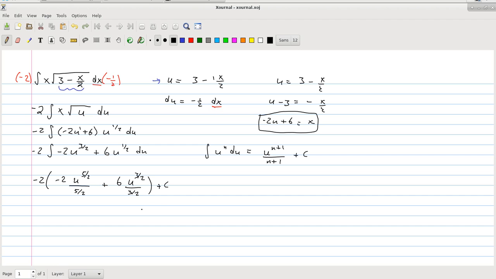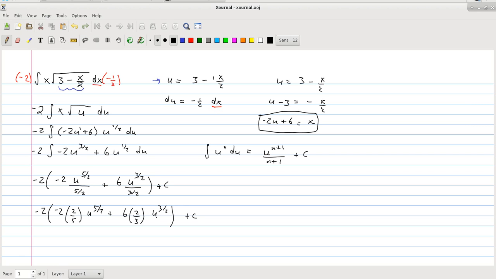Now before we finish this up, let's simplify by getting rid of these complex fractions. Instead of dividing by 5/2, we'll rewrite this as a multiplication by the reciprocal. So we've got negative 2 on the outside. Negative 2 times the reciprocal of 5/2 is 2/5, u to the 5/2, plus 6 times. Here we've got a division by 3/2. We'll turn that into multiplication by the reciprocal, u to the 3/2 plus c.